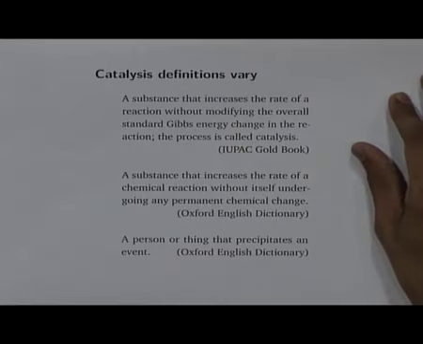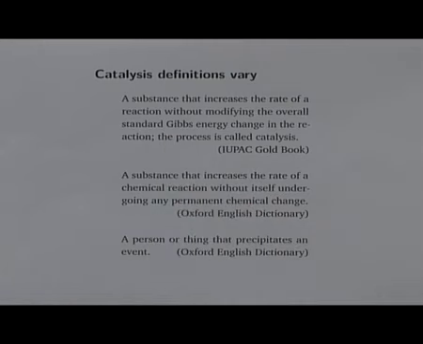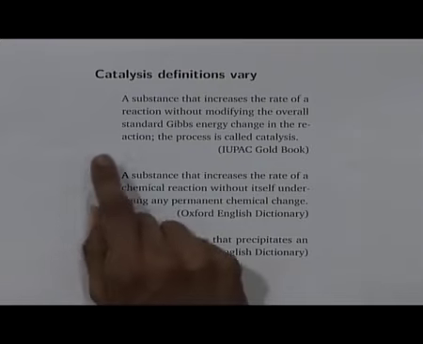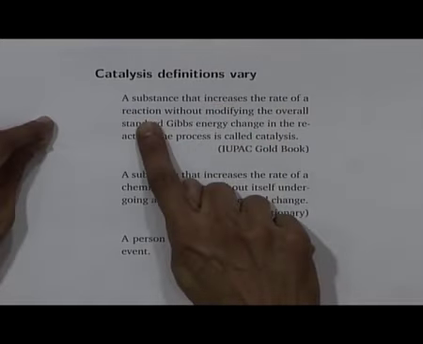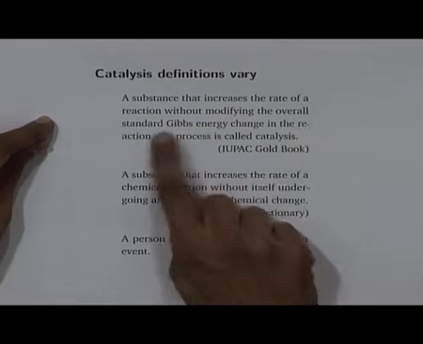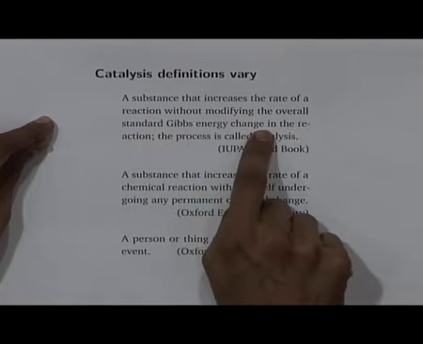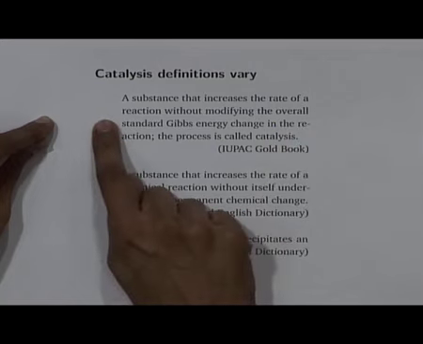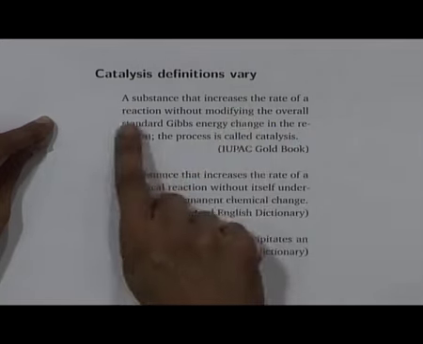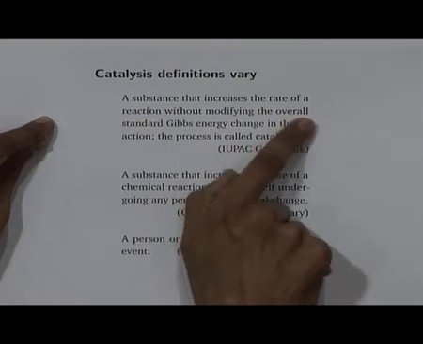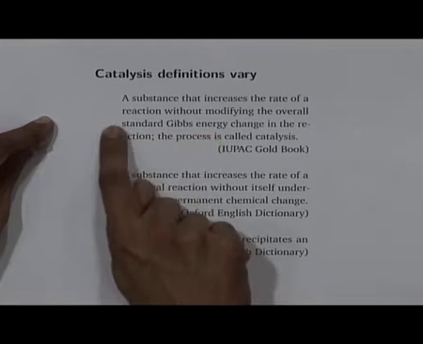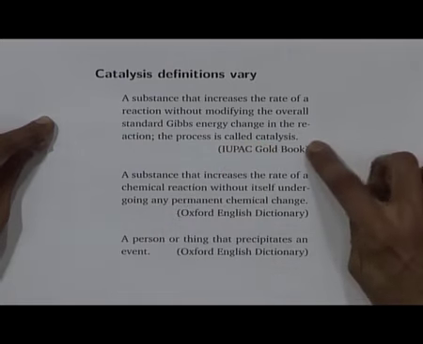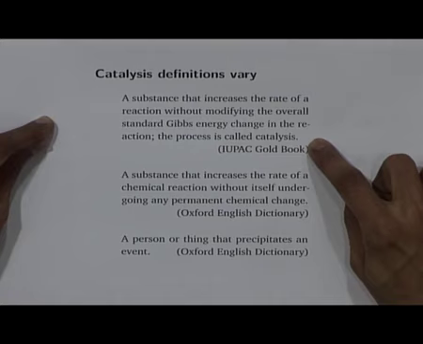So, this is now the accepted definition of catalysis, and it says in the IUPAC Gold Book, which defines most of these things, a catalyst is defined as a substance that increases the rate of a reaction without modifying the overall standard Gibbs energy change in the reaction. So, that is a catalyst that increases the rate of a reaction without modifying the overall standard Gibbs energy change. And the process that this affects is called catalysis. That is the accepted definition according to the IUPAC Gold Book.